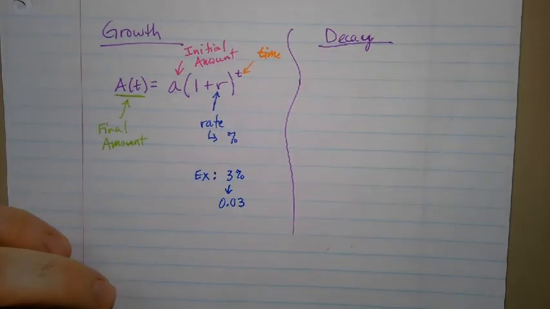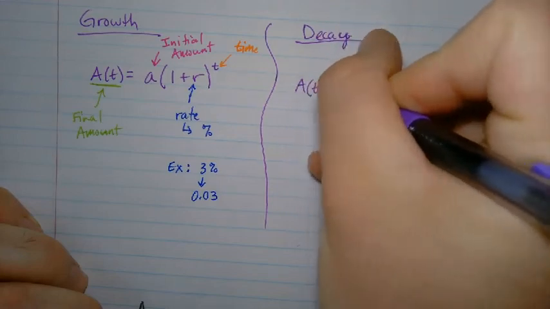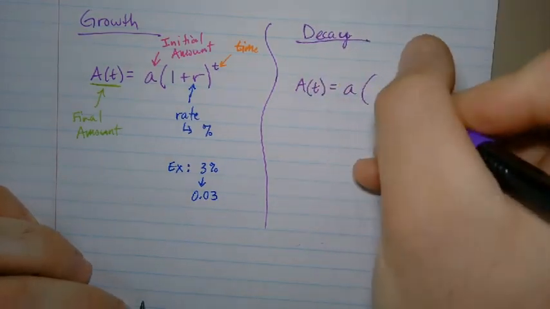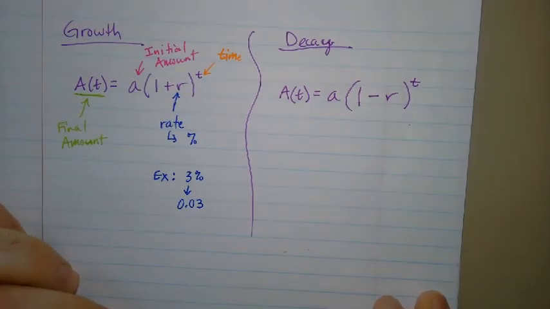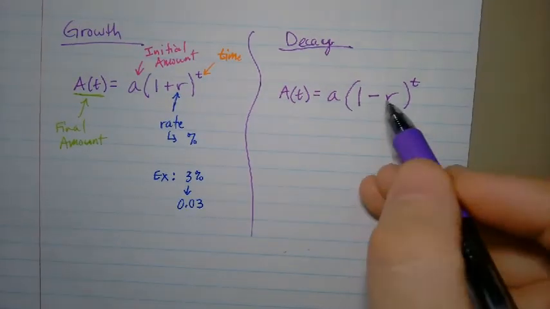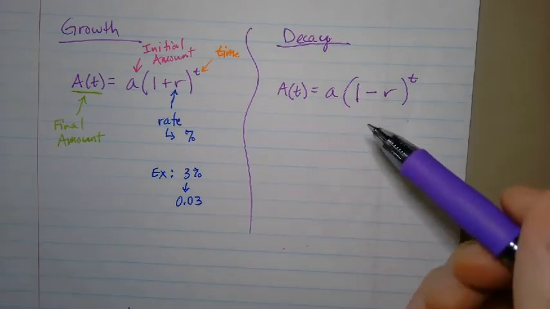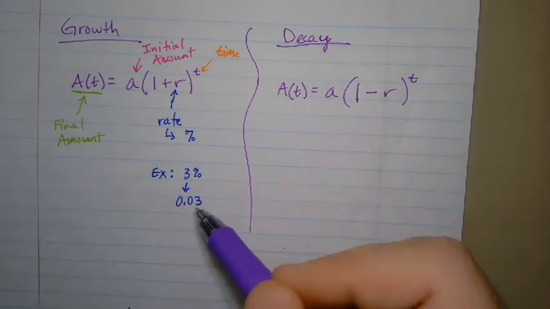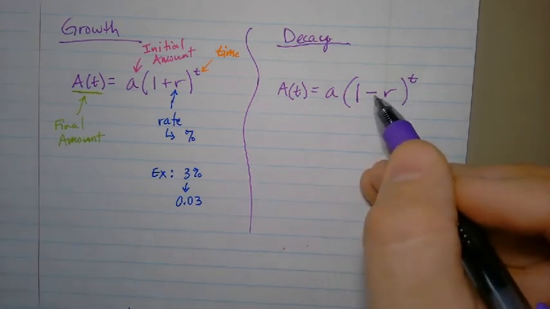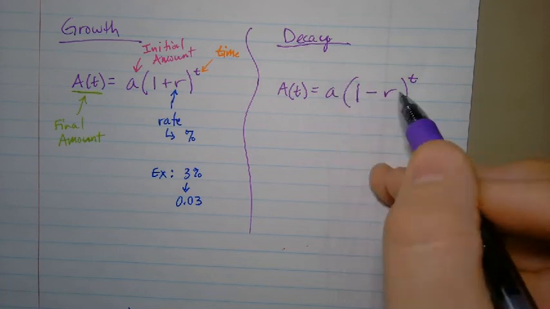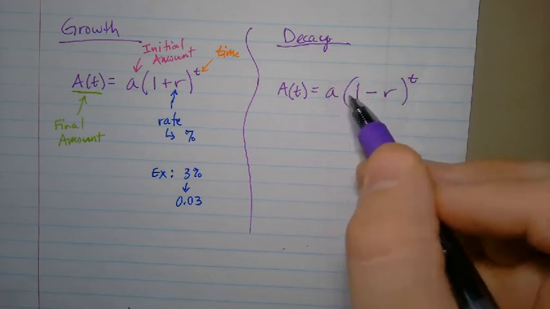Okay, the decay formula looks almost exactly the same. The only difference is that instead of adding the rate, we're going to subtract the rate. Right, we're going to lose value. So let's say you bought a car and its value decreases every year you have it by, let's go with 3% again. So this would be 1 minus 0.03, which is 0.97. So every year that I've had the car, I am at 97% of the previous year's value.